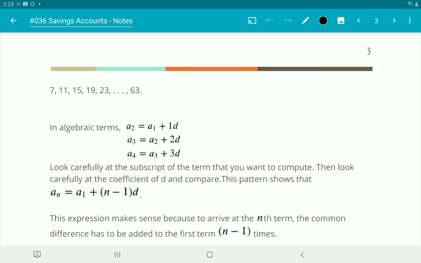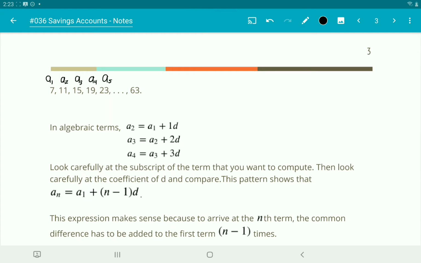We have 7, 11, 15, 19, 23, and all the way up to 63. So our example here, if we wanted to label them, we see that 7 is the first term, so it's A1. A2 is 11. A3 is 15. A4 is 19. A5 is 23, and so on. Okay?